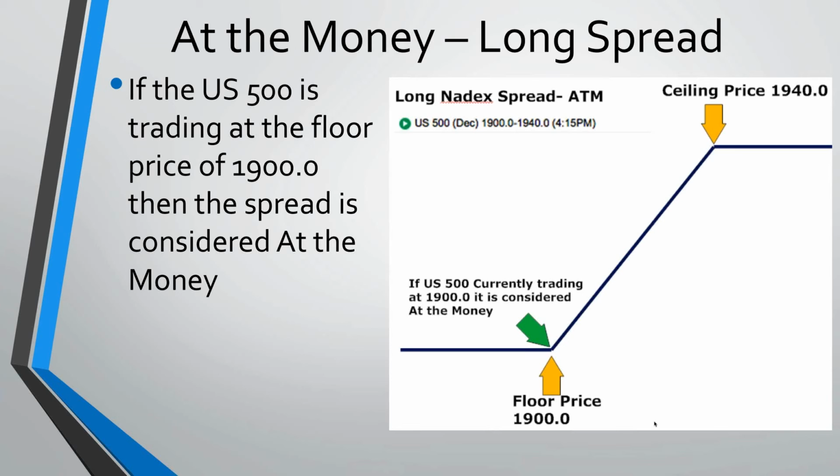If the US 500, the underlying, the indicative index, is trading at the floor price of 1900, then the spread is considered to be at the money. So again, using that same example, the US 500, 1900-1940 spread, a 4:15 Eastern Time spread. If the indicative index is at 1900 or 1901 or 1899, right in that area, it's considered to be at the money. There's a little bit of leeway in what at the money is. But essentially it works the same way every time.